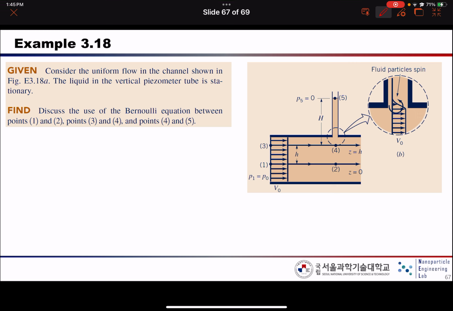So consider uniform flow in the channel, as shown in Figure 3.18. The liquid in the vertical piezometer tube is stationary. Discuss the use of the Bernoulli equation. Points 1, 2, 3, 4, 5. Okay. Near this point, it assumes that the fluid particle is spinning. So this one is the rotation.